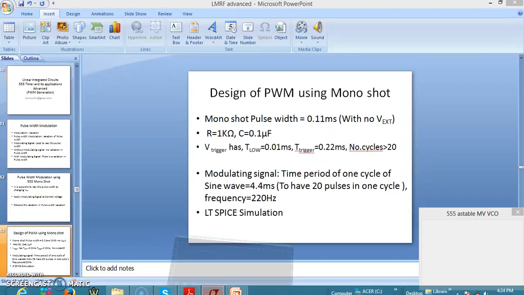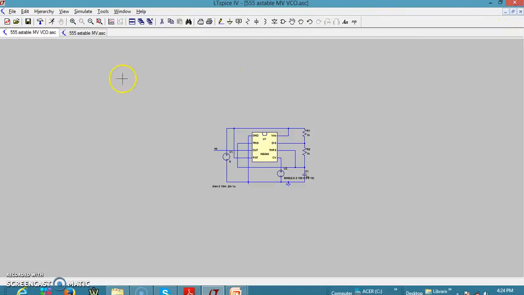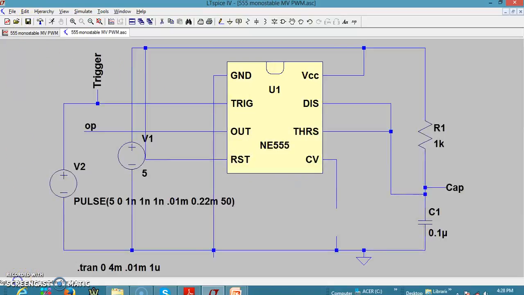So let us try to see how the waveform will look like. Let us see the simulation of this mono shot for PWM generation. Here we have rigged up the mono shot using 555 timer. You can see we have a trigger signal going low for 0.01 millisecond, and it is repeating every 0.22 millisecond. It has got more than 20 cycles, and the value of R is 1 kilo ohm, and the value of C is 0.1 microfarad.